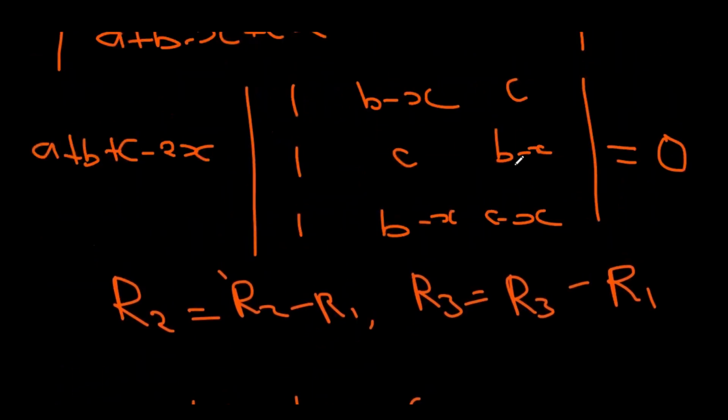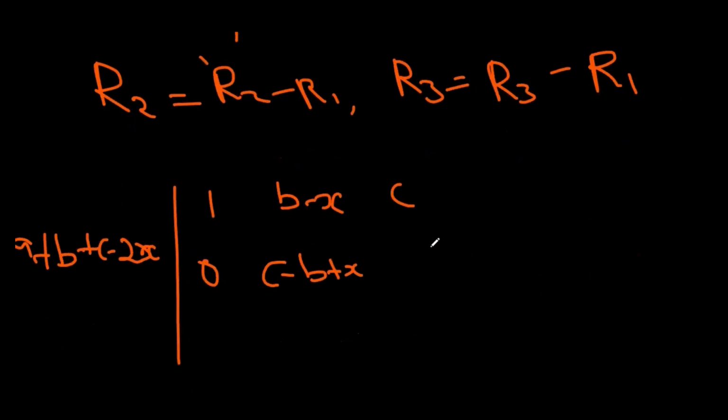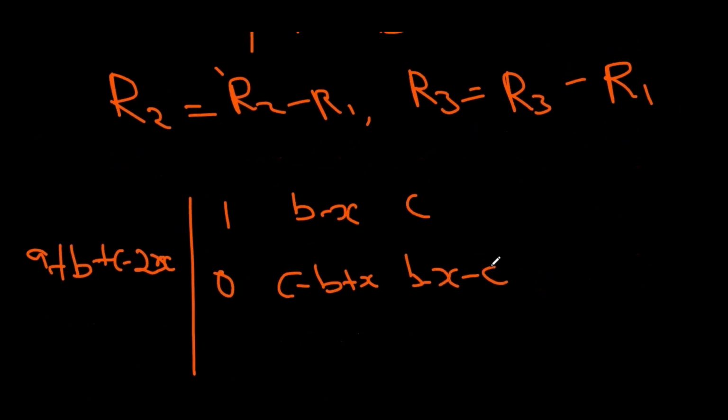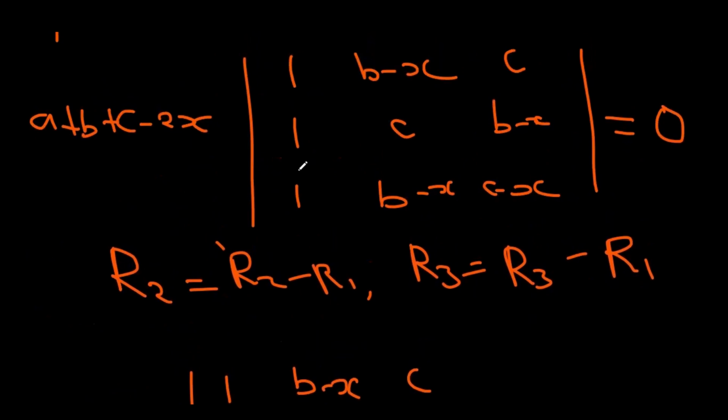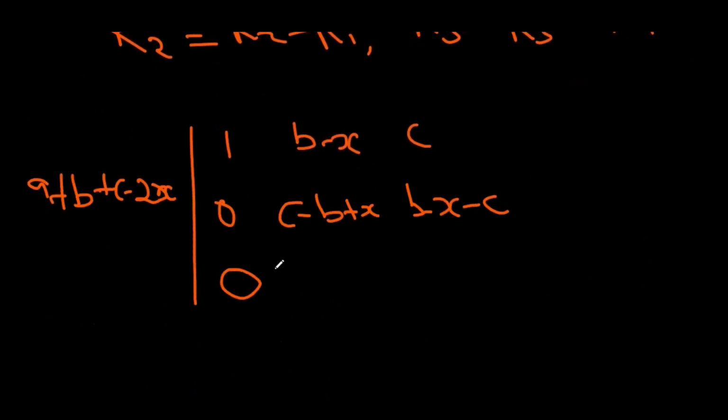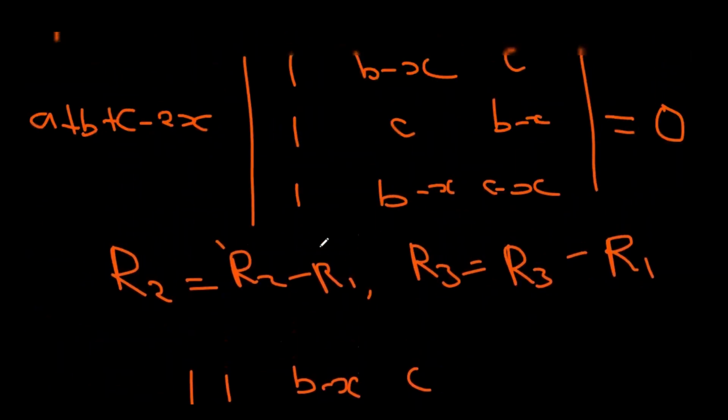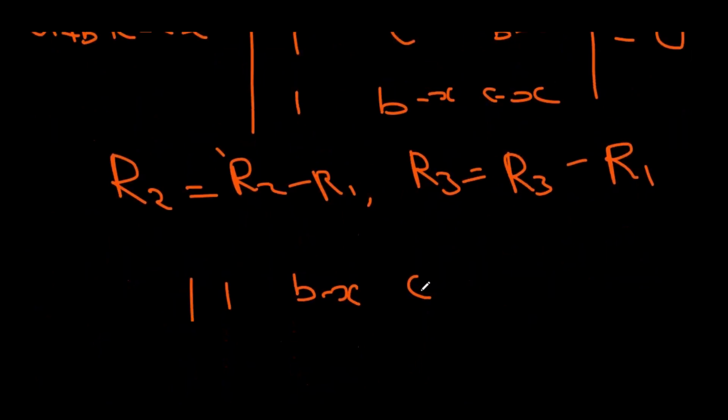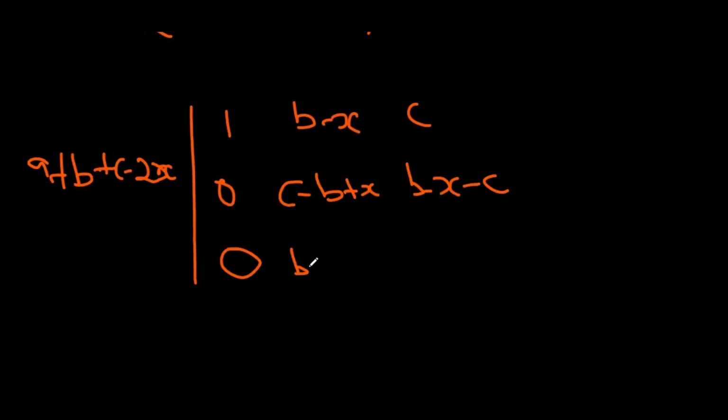Okay, and then b minus x minus c is going to be b minus x minus c. Okay, and then the third row here, 1 minus 1 will still give me 0. And then b minus x minus b minus x, what is going to give me? So b minus x minus b minus x is going to give me this guy here. Take note that I'm expanding the negative when writing this expression.